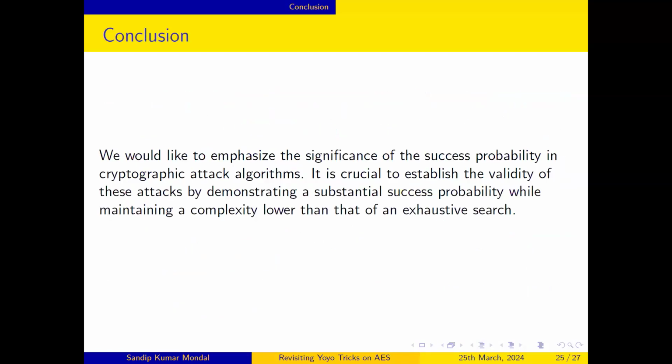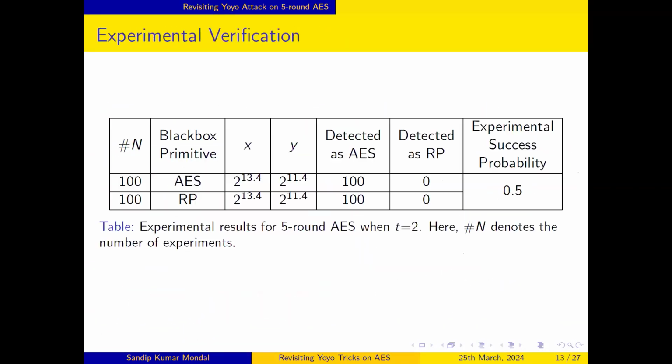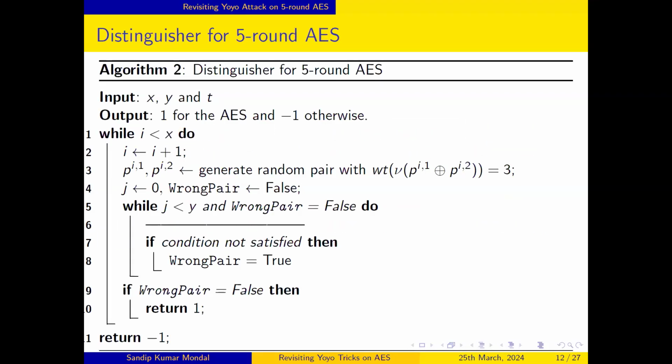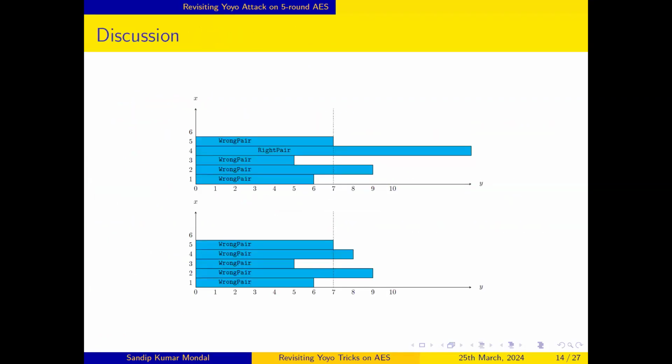Yeah, the wrong thing is that they choose this Y such that one wrong pair is eliminated. The average value at which a wrong pair is eliminated, in this case, is 7. But you have to eliminate all the wrong pairs. Then we conclude that this is AES. Sorry, this is random permutations. So for eliminating all the wrong pairs, you have to increase the Y.